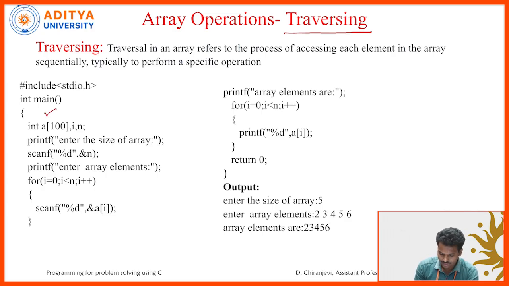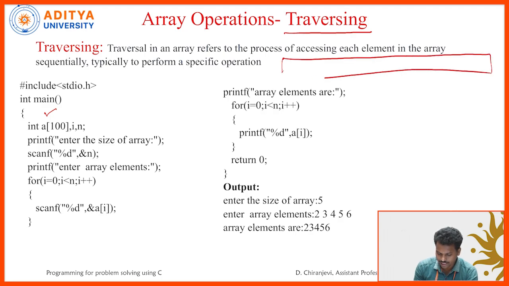Here I declared an array of size 100. When you declare an array of size 100, immediately the array will allocate the memory for 100 elements, index 0 to index 99. So, the last index is 99. These all are indexes: 0, 1, 2, 3, 4 and so on up to 99. Now, i is the initializer and n is the total size of the array. After that the user has printed a message, enter the size of the array.